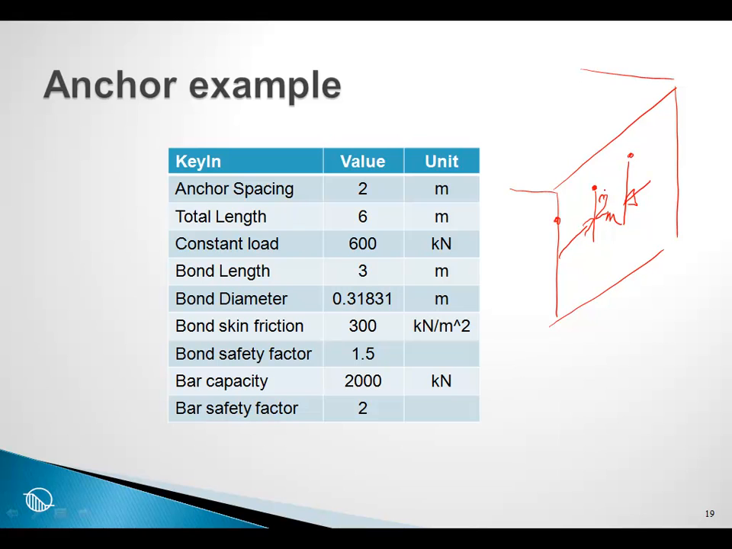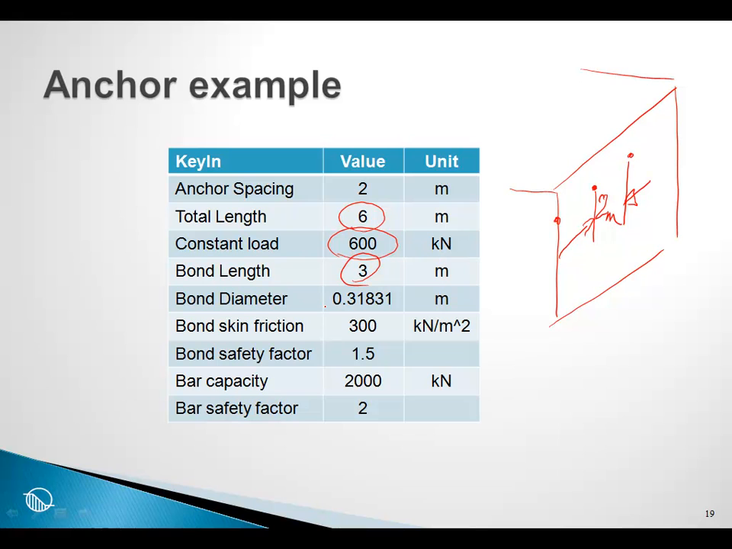We're going to start with a bond length. The total length of the anchor will be 6 meters. And we're going to start with an option which says that I am going to apply 600 kilonewtons from the anchor, and the purpose of this is to do some analyses where the load stays constant regardless of the position of the trial slip surface. The bond length is going to be 3 meters.